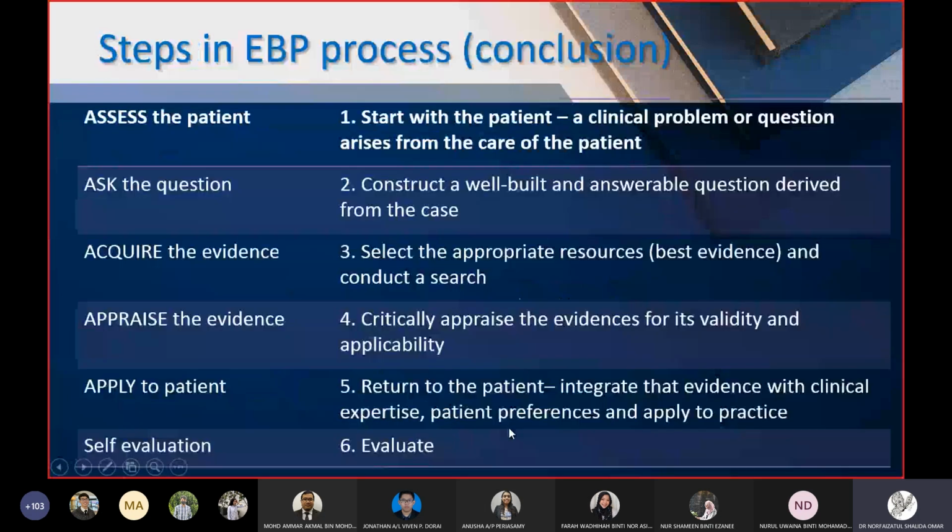Okay, then of course apply to the patient, then evaluate. Okay, so these are the steps in the EBP process. Okay, any questions? No questions?